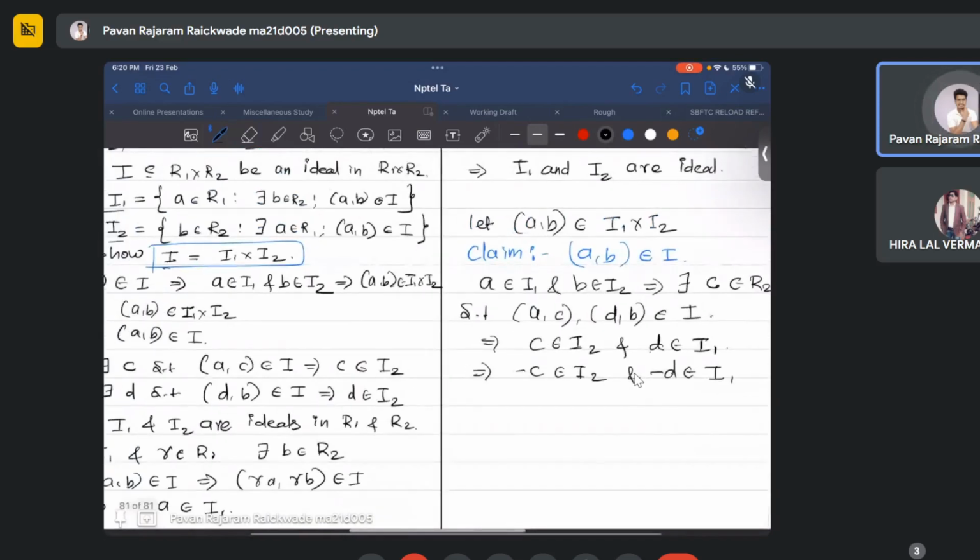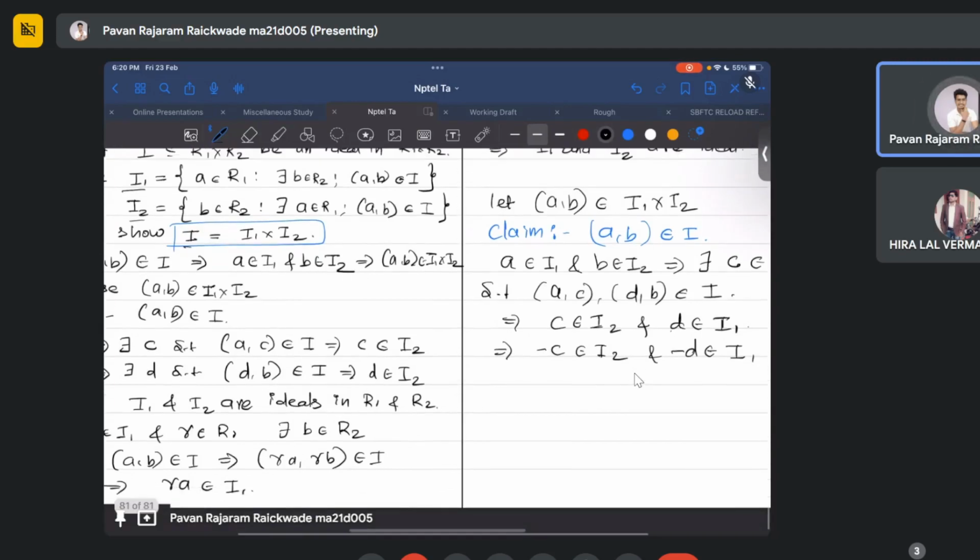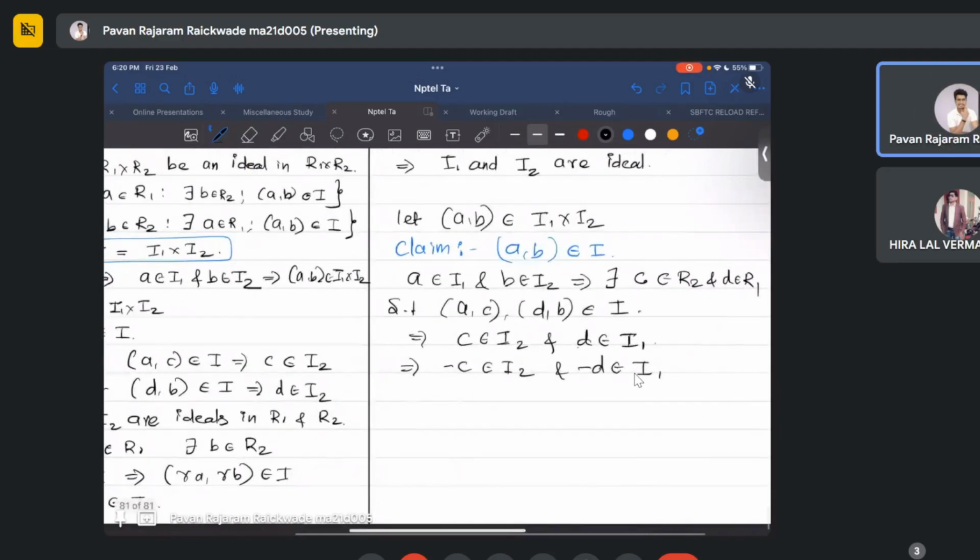If you have any hints you can give, I seem to be puzzled by this. How to show I1 cross I2 is contained in I? Basically, this is the logic until now. The only remaining part to show is that this product I1 cross I2 should again belong to I. How to do it? Just give me two minutes.